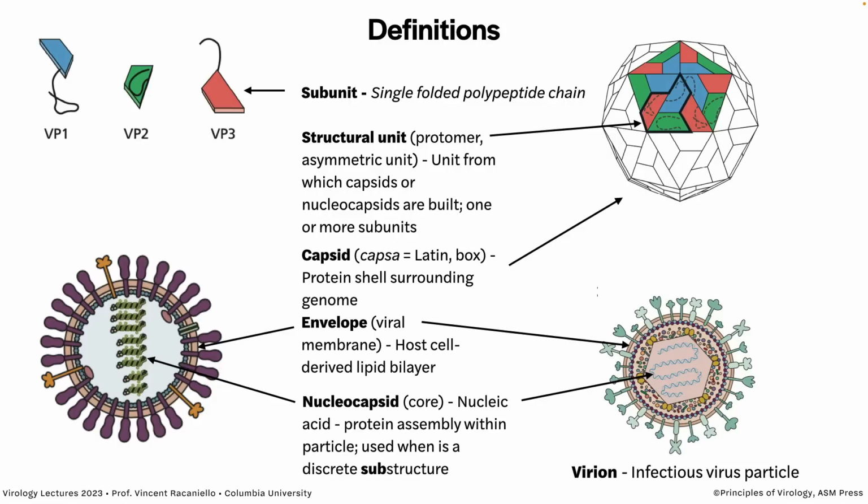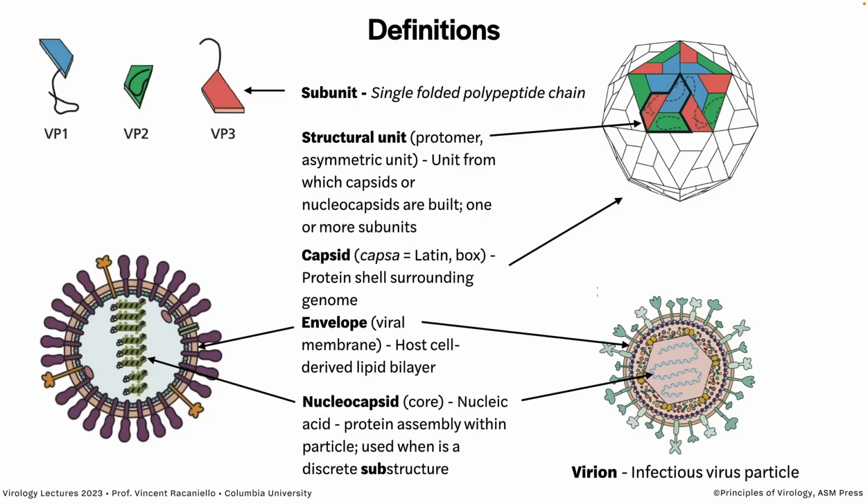First, the subunit. When I say a protein subunit, when I'm talking about virus particles, I mean a single polypeptide chain. And that subunit makes up the next level, which is the structural unit. This is the unit from which we build capsids. It can be one or more subunits, or in other words, one or more proteins can constitute a structural unit.